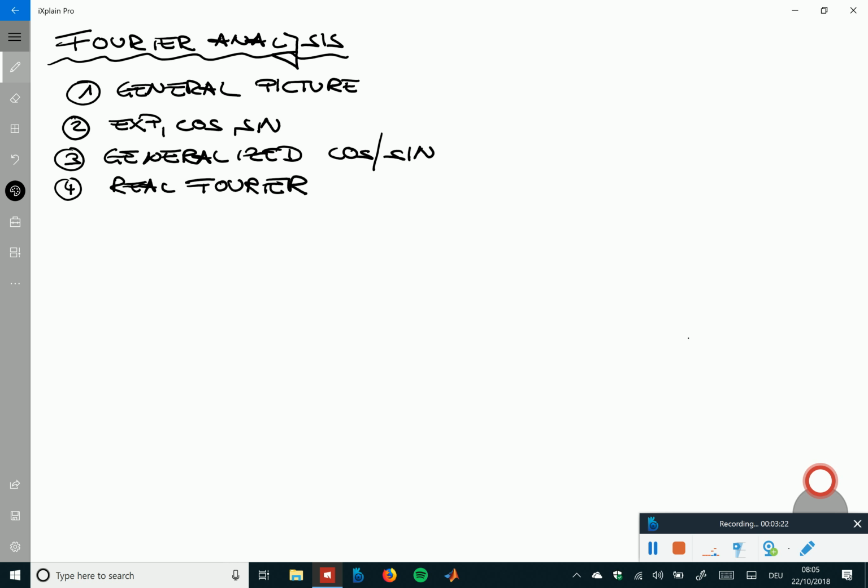The stuff until there is kind of preliminary stuff. And when we're talking about the real Fourier series, we also need to discuss integrals again, because you cannot get what the coefficients in the real Fourier series are if you don't recall what integrals are. So, but let's start with the general picture so that you have an overall idea of what we are aiming for here with Fourier analysis.